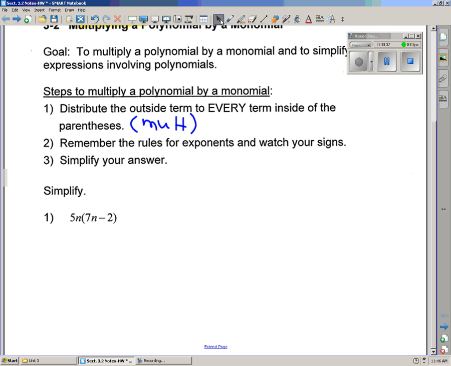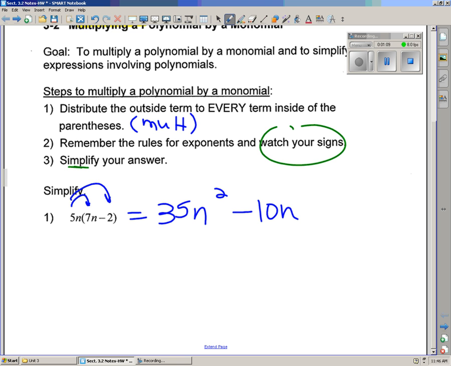Remember that the rules for exponents still come into play, and be very careful about your signs. Watch your signs. As always, answers need to be completely simplified. So for this first particular problem, they want you to simplify 5n times the quantity 7n minus 2. Distribute again means to multiply, so you're going to distribute 5n to 7n and get 35n to the second. Distribute 5n to the negative 2, and you get negative 10n. The fact that you don't have like terms, there's your final answer.